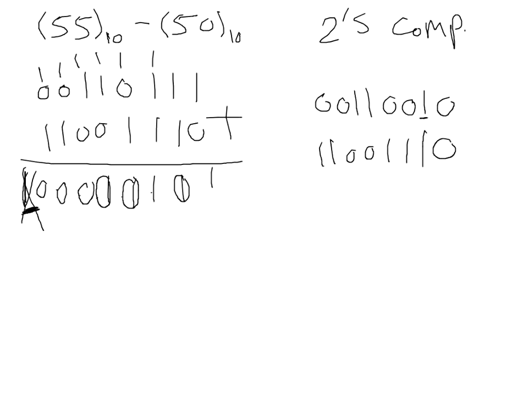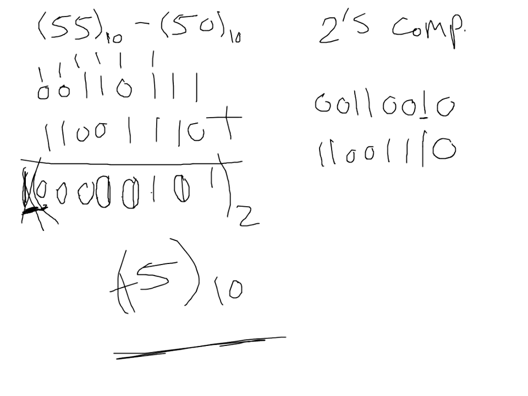So what do we do now? That's it, exactly. We finished. Because look, the eighth number is 0, so it's positive. And what do we have here? We have 5. So the answer straight, in binary, is plus 5 in decimal. Again, 55 minus 50 is plus 5. Okay, so this is good.